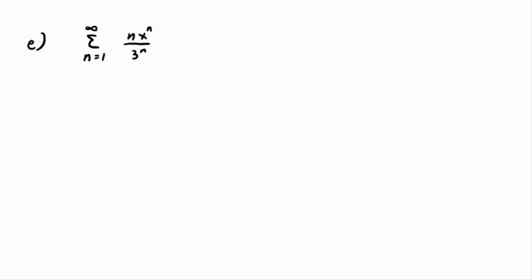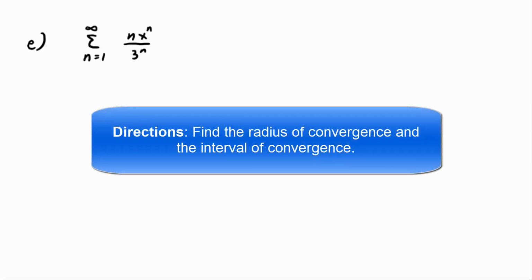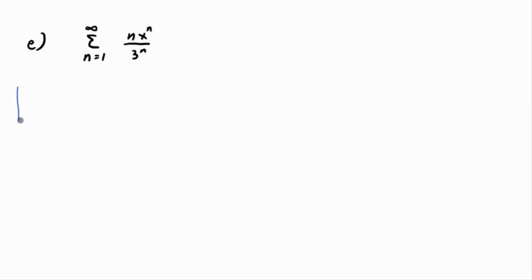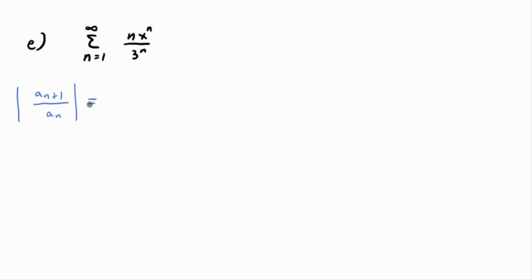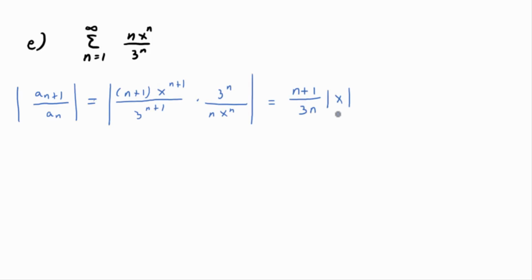So part E, sum n equals 1 to infinity, n times x to the n over 3 to the n. Try getting started on this one by just, the usual, find the absolute value of a_(n+1) over a_n. So start off by finding that, simplify it, and then we'll go from there. Are you guys getting what I have? Okay, what does that guy converge to?